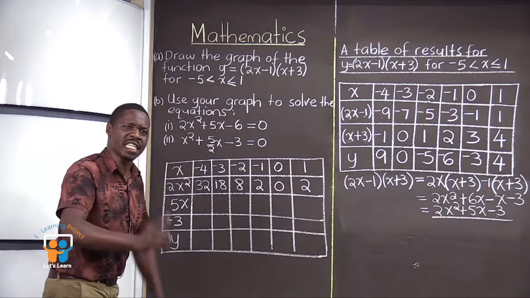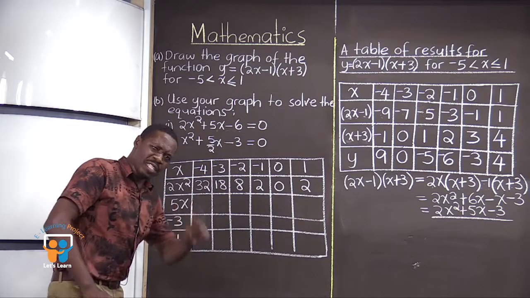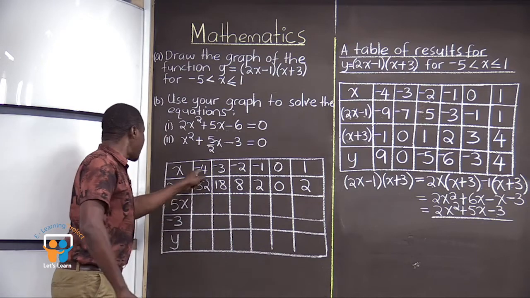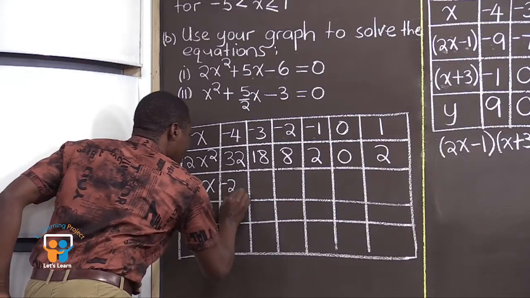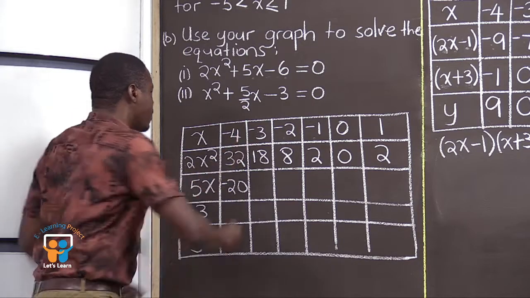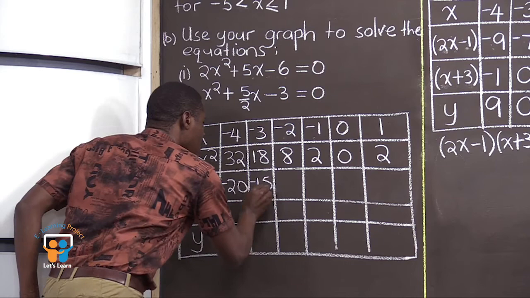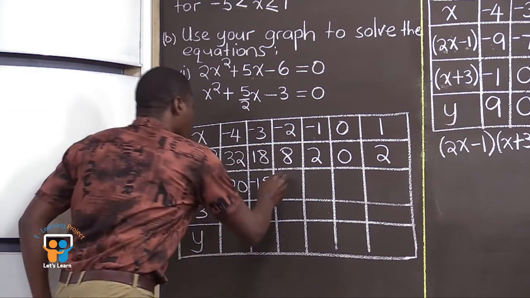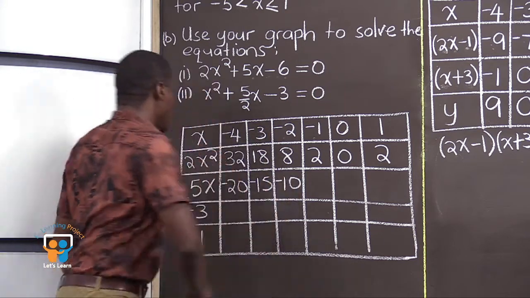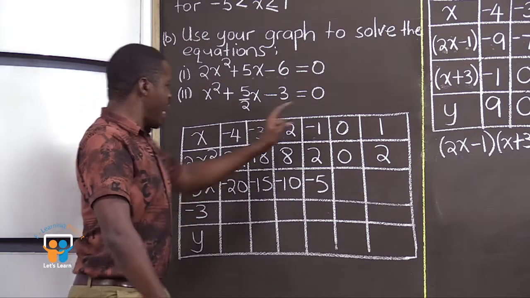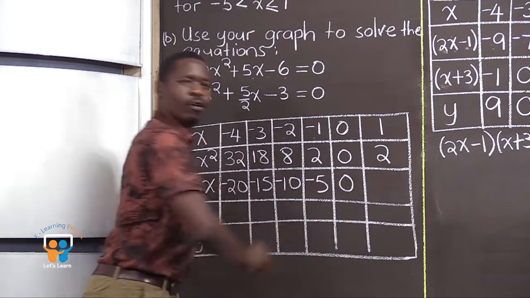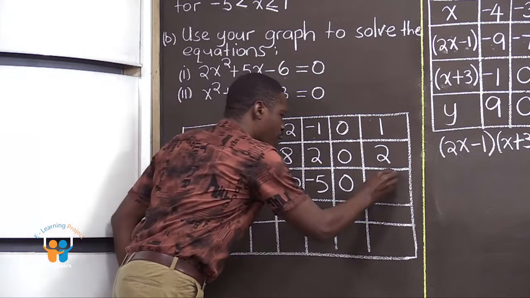The second row says 5x. 5 times the value of x. Our first value of x is a negative 4. 5 times negative 4, you get a negative 20. 5 times negative 3 to give you a negative 15. 5 times negative 2 to give you a negative 10. 5 times negative 1 to give you a negative 5. 5 times 0 to give you a 0. 5 times 1 to give you a 5.